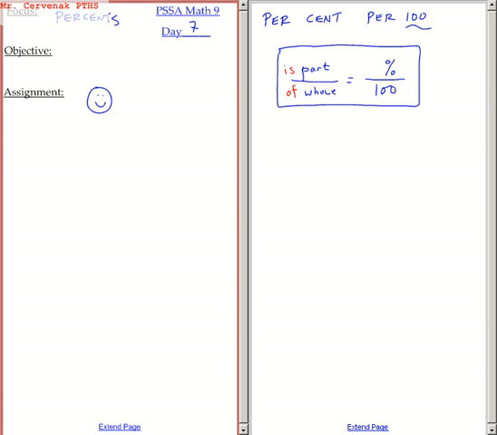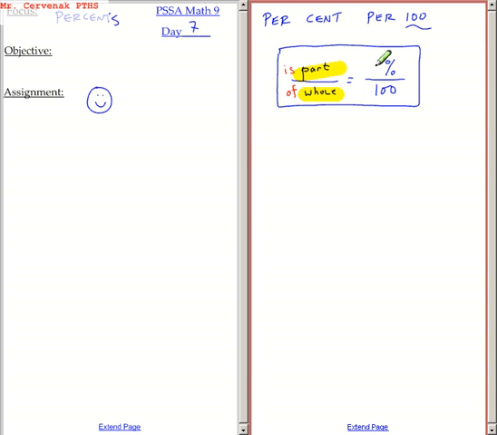This is day 7 of PSSA Math 9. Today's focus is percents. Recall our formula from yesterday. Part is to whole as percent is to 100. Today we will work on additional percent problems as follows.